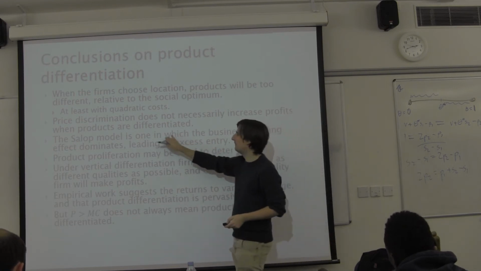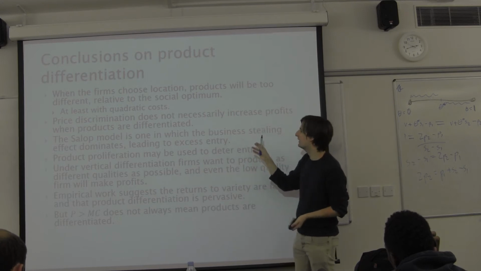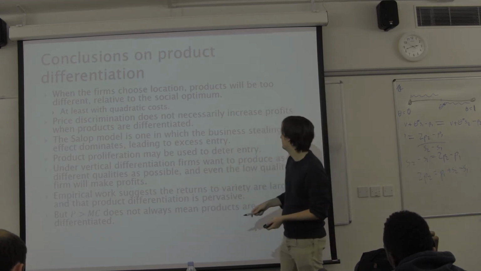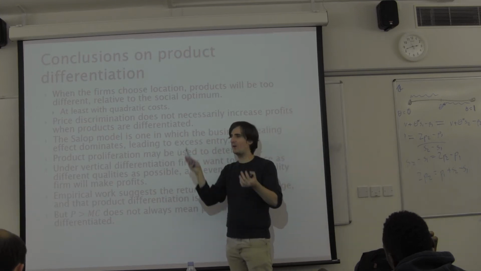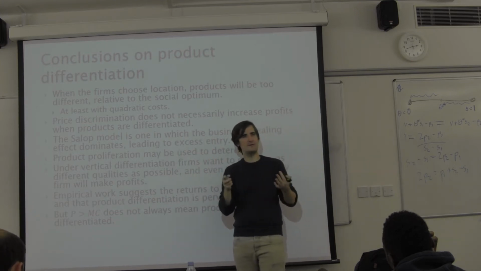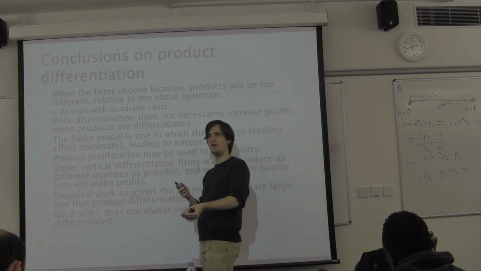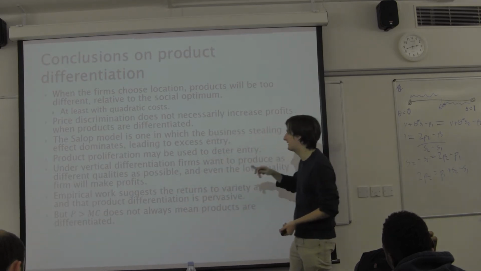We looked at the Salop model and we showed that there was too much entry. And we showed that by creating lots of products, so by creating lots of different types of breakfast cereal, you can actually discourage entry by other firms, again in the Salop model.